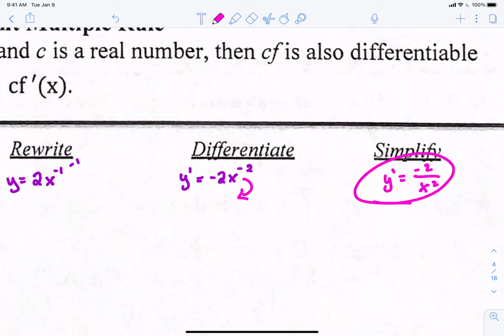Confusing at all? They're starting to get more and more steps on each one of these. It's all just simplifying and rewriting stuff. All right, moving on.